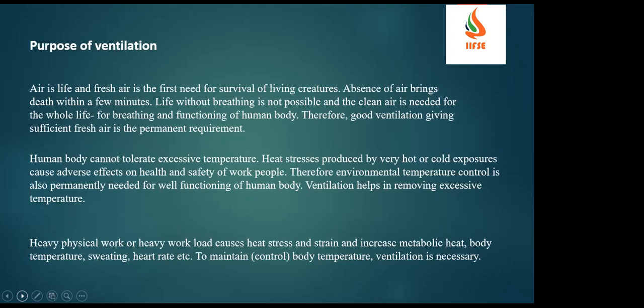Air is life, and fresh air is the first need for the survival of living creatures like us, as well as animals. An absence of air brings death within a few minutes. If you are in a place where there is no air at all, within a few minutes you may get tired. That is a requirement for human beings to stay alive. Air is one of the key requirements.